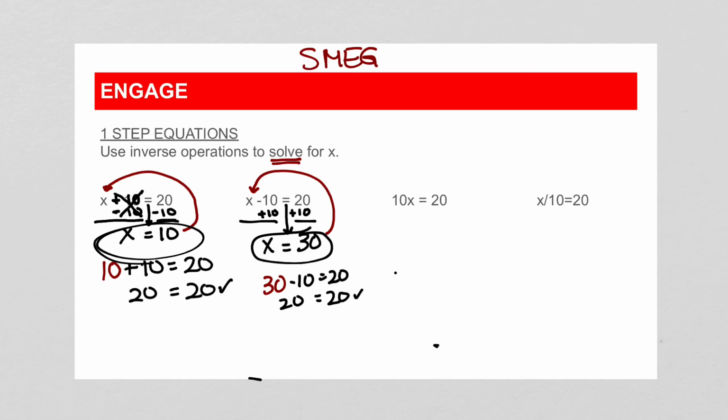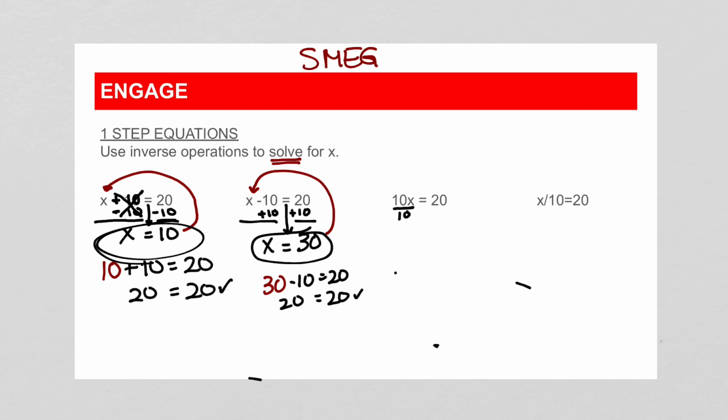Now this also works with multiplication and division. So right now I see that 10 times x equals 20, right? 10 is that coefficient. It's a multiplier. What is the opposite or the inverse of times 10? Well, we can divide both sides by 10.